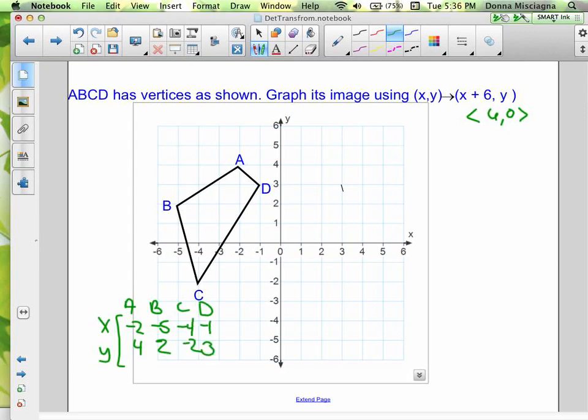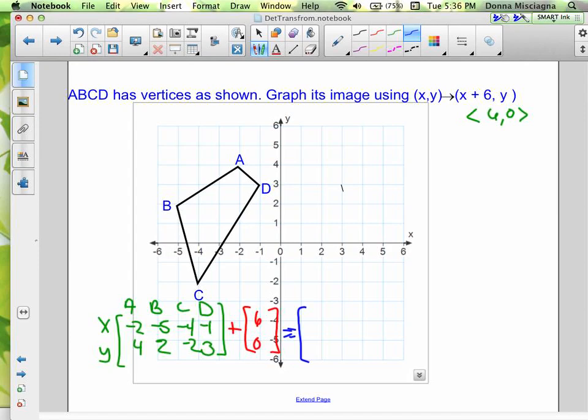And we're going to add our vector, and so that's going to be 6, 0. That means that our y coordinates are not going to change at all, just our x coordinates. We're just going to move it 6 to the right, 6 in the positive direction horizontally. All right, so negative 2 plus 6, that's 4.